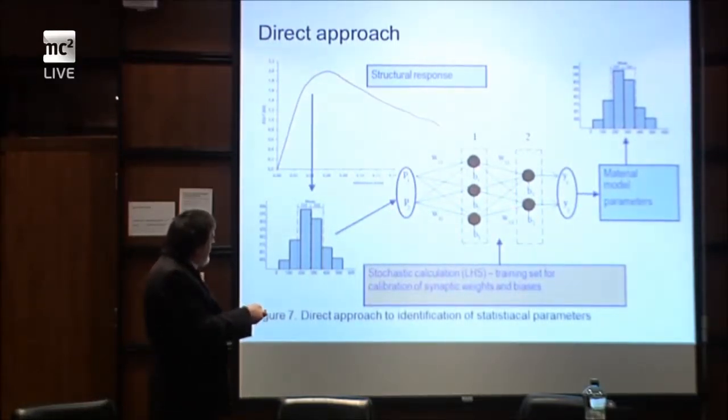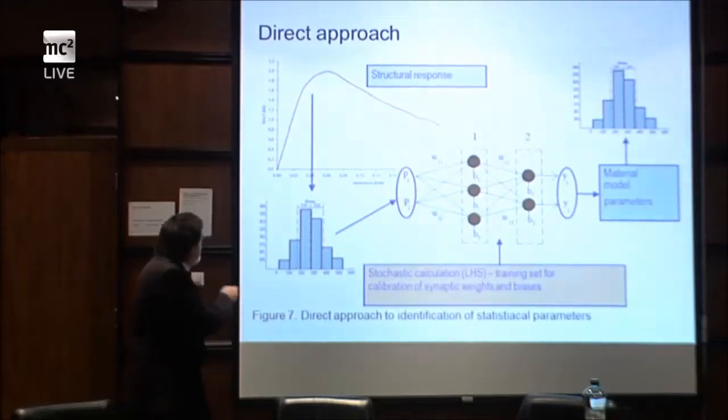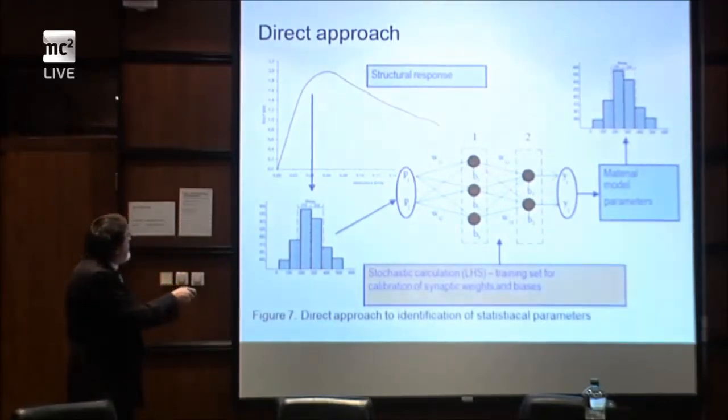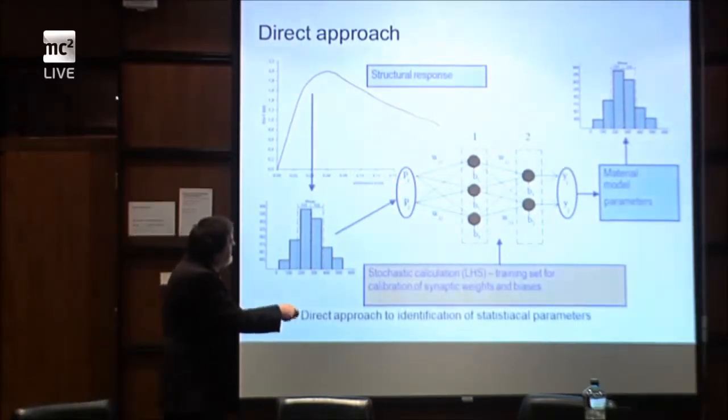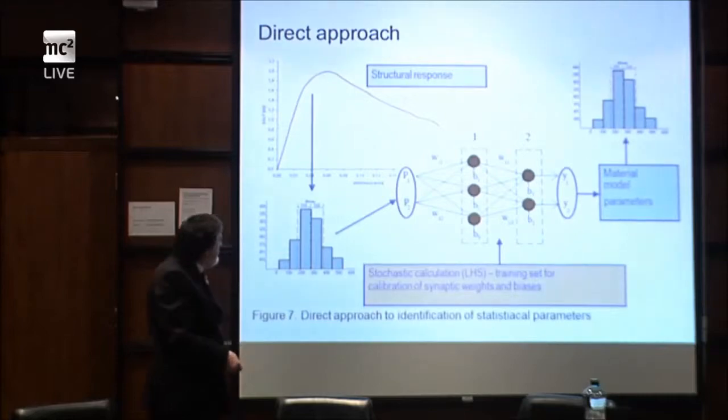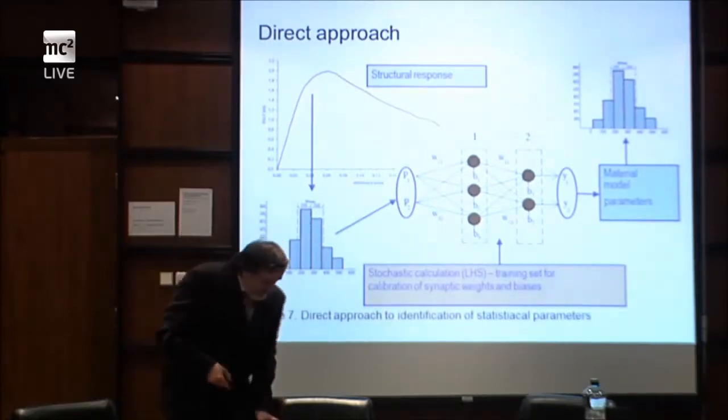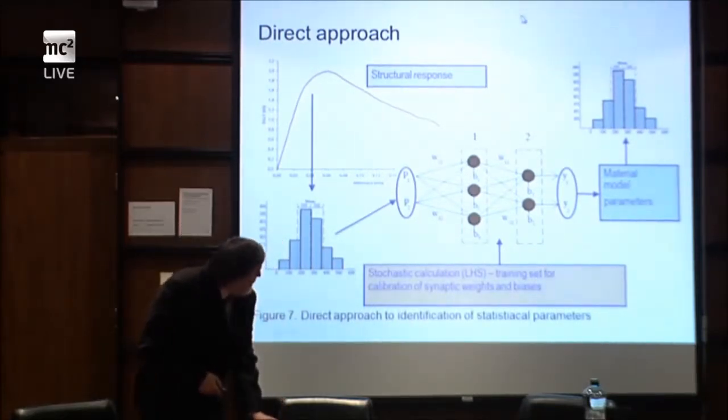After the network is trained, we supply the experimental curve on this side of the artificial neural network, and the best parameters are selected. So this is an automatic type of analysis.